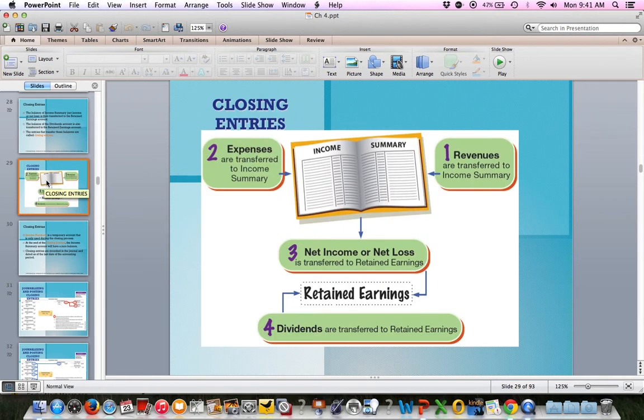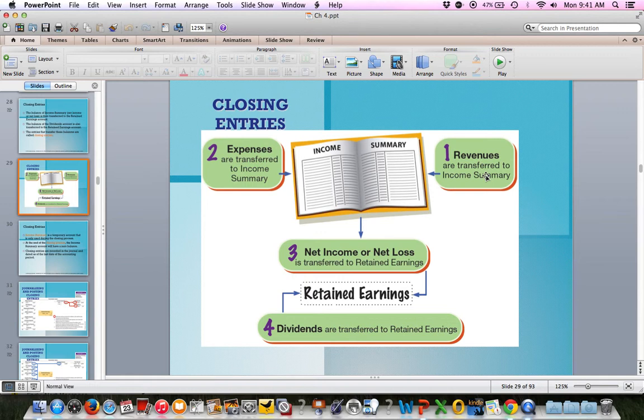And so this is just a good one-stop shop to see all four of the closing entries. Now these are not the actual debits and credits, but at least the four concepts of the closing entries are all right here. So number one, we close revenues. And so remember that revenues have a normal credit balance. So therefore we would debit revenues and we would credit income summary.